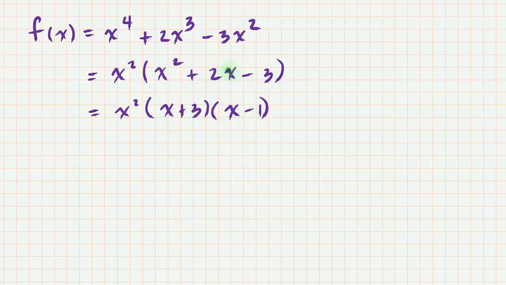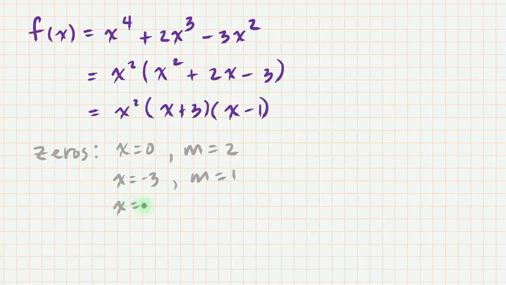It is. Let's notice that the zeros of this polynomial are x equals 0 with a multiplicity of 2, x equals negative 3 with a multiplicity of 1. Multiplicities are found by looking at the exponent on the factor that generates the 0. And our last 0 is x equals positive 1 with a multiplicity of 1.